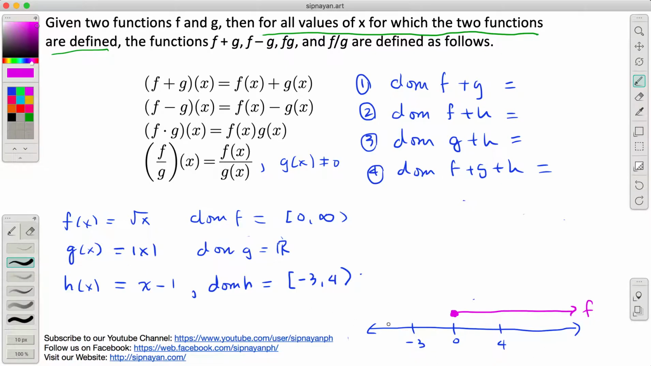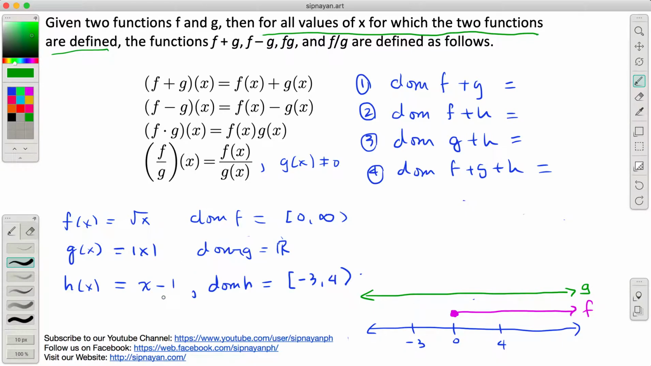Yung domain of g is a set of real numbers. Ibig sabihin lahat yan, no? Lahat ng numbers sa number line. So, from here, lahat siya. Okay. So, lahat ng numbers sa number line.